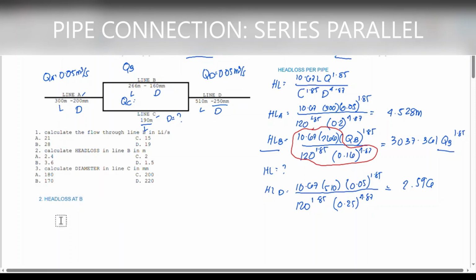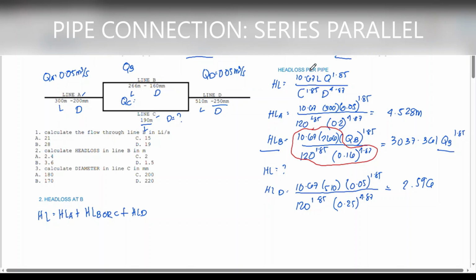Now the head loss at B, we can get that by determining the total head loss of the connection. The total head loss of the connection is equal to head loss at A plus head loss at either B or C. Why is it either B or C? It is because pipelines B and C are connected in parallel with each other, so the head loss at B is just equal to the head loss at C. So we will also add the head loss at D.